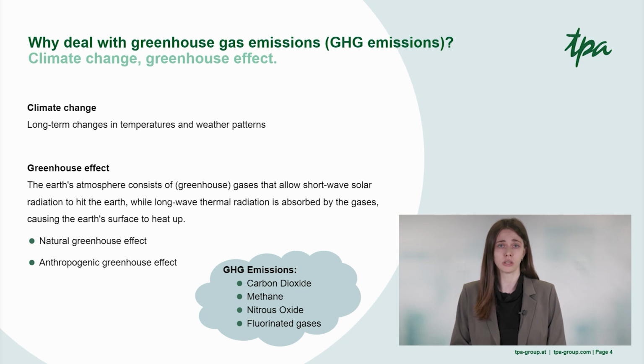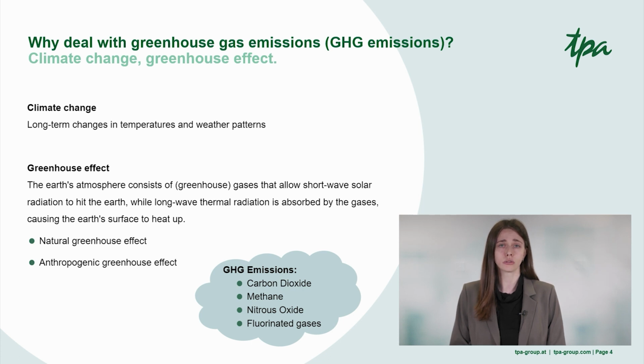The main cause of this is the greenhouse effect. The Earth's atmosphere is made up of gases, including greenhouse gases, which allow short-wave radiation from the sun to hit the Earth. Long-wave heat radiation, which is reflected by the Earth, is absorbed by the gases and thus no longer leaves the Earth's atmosphere in its entirety. To put it simply, the more greenhouse gases there are in the air, the more heat radiation remains in the Earth's atmosphere and the more the atmosphere warms up.